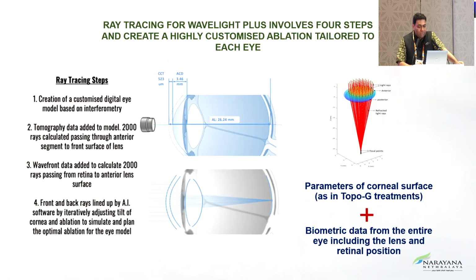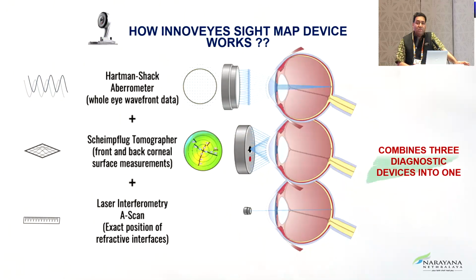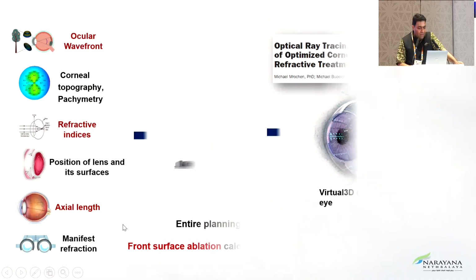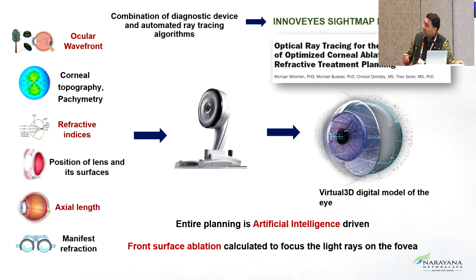So how does it help to customize? It looks at a complete topography, both anterior and posterior. It uses your biometry, and so for that we need machines which look at both. That's where you look at the Innovice, where you have the Pentacam, which has an aberrometer, and the Scheimpflug imaging, which is your traditional topographer, and the laser interferometry. And then you get all these values, which are fed into a digital model. We call it the virtual digital model.